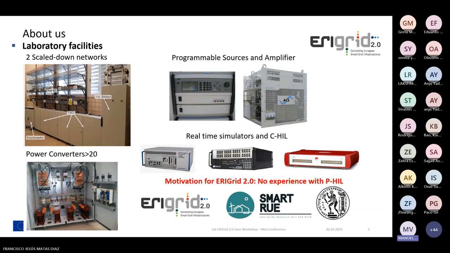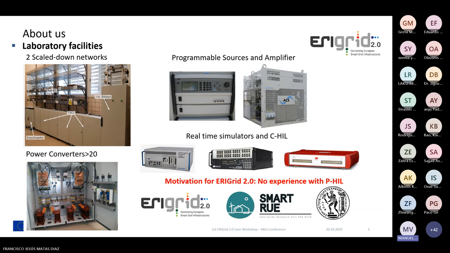With respect to our laboratory facility and experience, we have two scaled-down distribution networks, one emulating a medium voltage network and the other a low voltage distribution network, where we usually validate new devices and controllers, both at power system level and at local device level. We have more than 20 power converters designed by us with different rated powers, rated voltages, topologies, control modes, etc., which are connected to the different buses of the scaled-down network in order to emulate renewable energy sources, to provide ancillary services, etc. In addition, some of them have supercapacitors and battery energy storage systems connected to the DC bus of the converter in order to provide, for instance, inertia response or power smoothing.